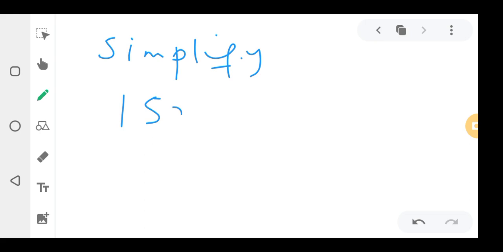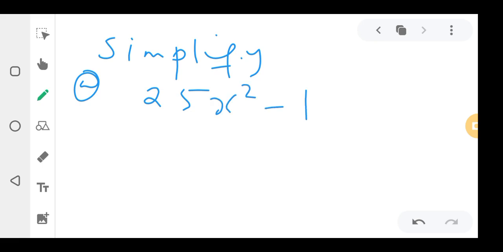So questions can differ again. They can say simplify. Another format can come for you. They can say simplify 25x squared minus 1. This is question A, the first question. Simplify 25x squared minus 1. Okay, this one is simple.